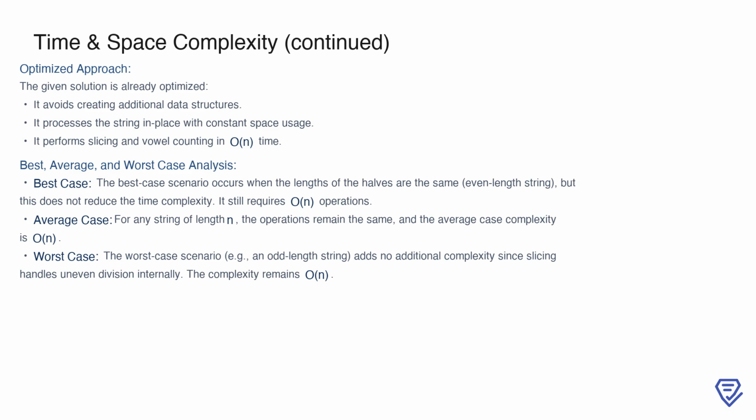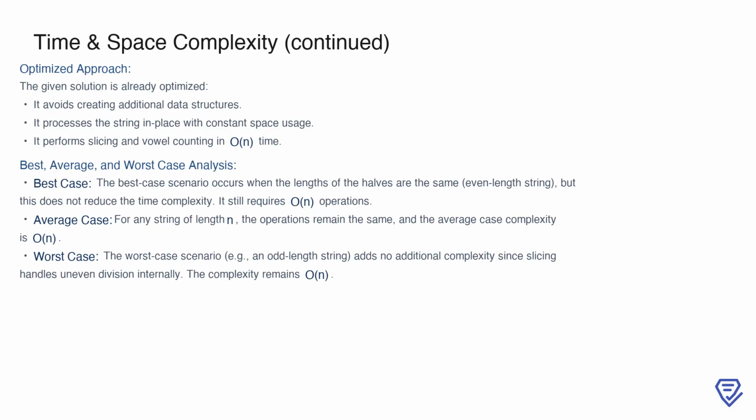Analyzing the best, average, and worst-case scenarios, we see that the time complexity remains O(n) in all cases. For an even-length string, splitting it into two equal halves is straightforward, but this does not reduce the number of operations required.